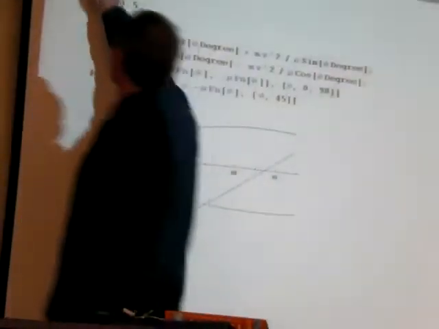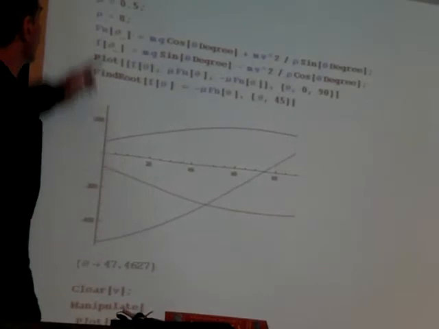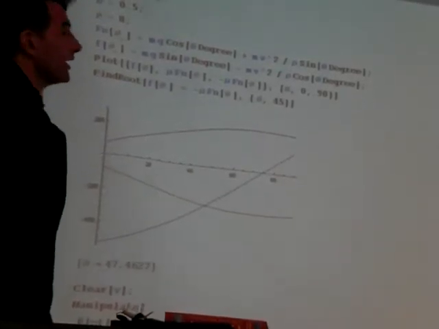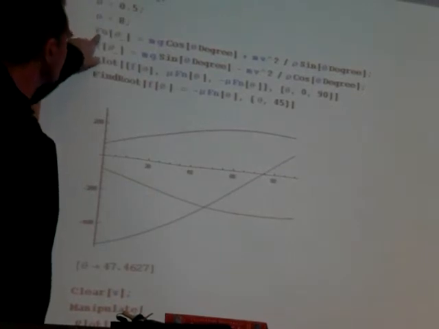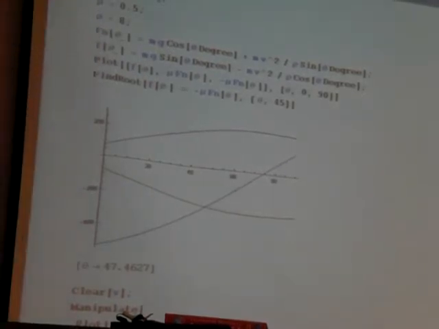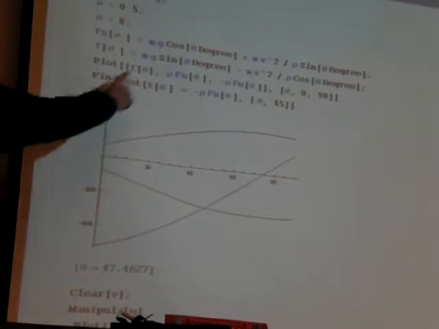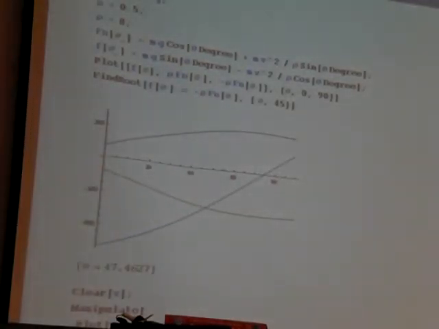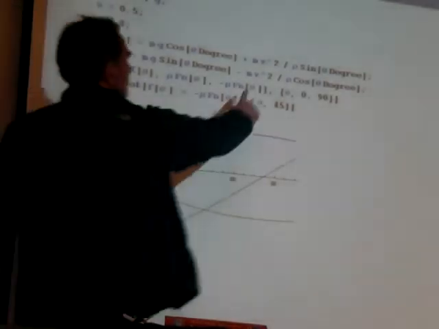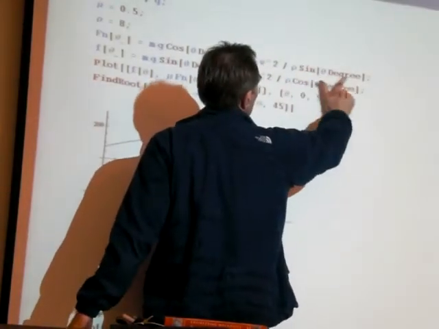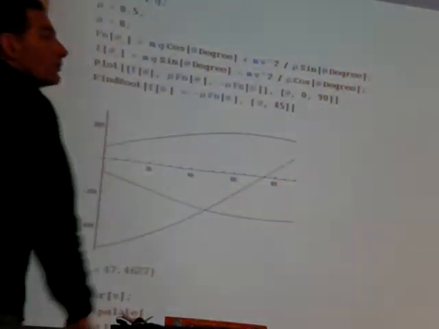So what we have here are the values that were given to us, the velocity, 30 feet per second, g, m, and so on. And here you find the normal force. So it was this, you see W cosine theta, and I'm using theta in degrees, so that's why I'm writing that degree, because Mathematica is by default in radians, plus mv squared sine theta over rho. So this is the normal force.